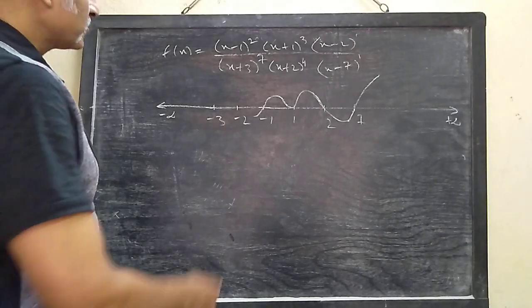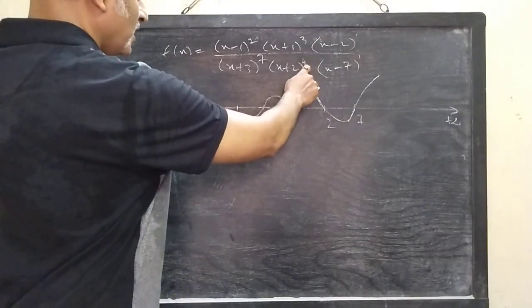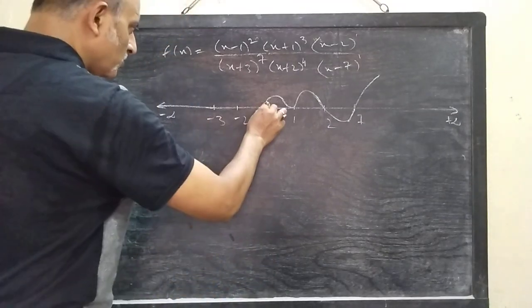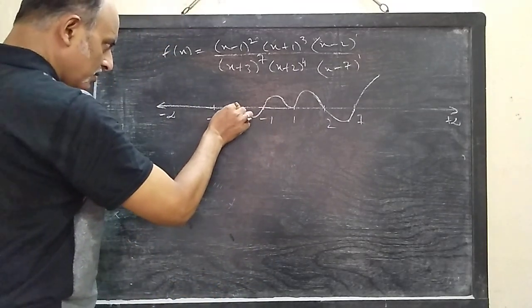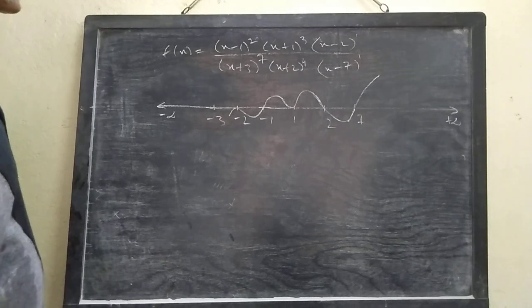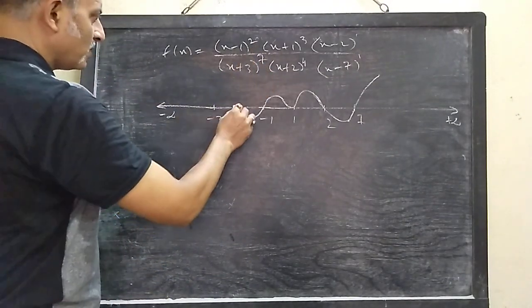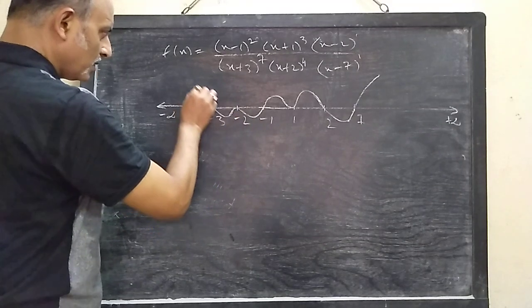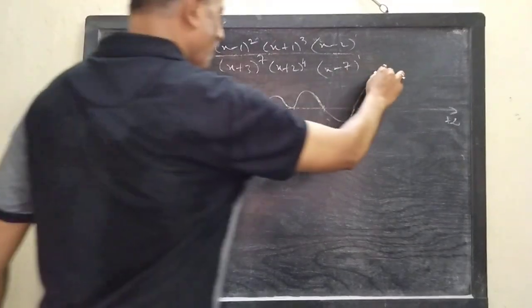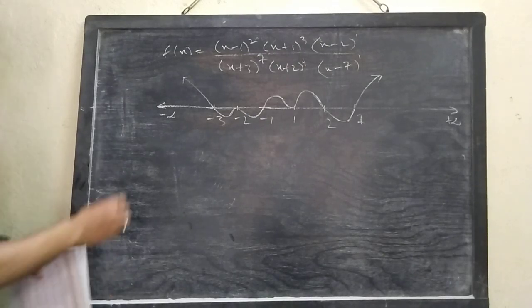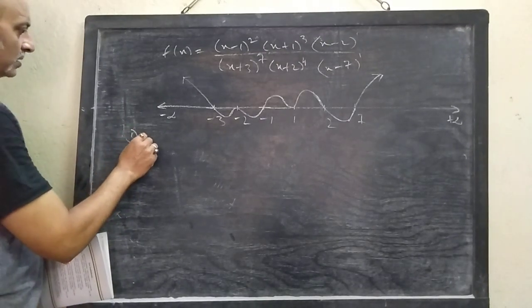Then go to minus 2. Minus 2 is again a double point because it has an even power here. So your graph will be like this. It will bounce from minus 2. Then minus 3 is a simple point because it has an odd power. So it will then go in this way. This is completed.